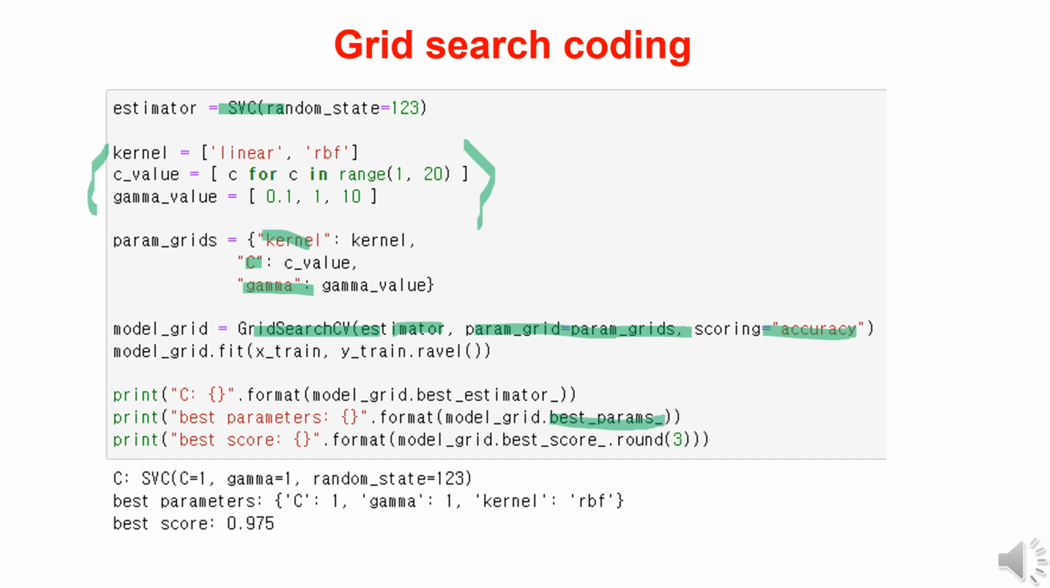Next, using the best_params_ command, we can obtain the optimal values for each hyperparameter. The corresponding accuracy value obtained after applying these optimal values is also displayed. In this case, it shows that when the C value is set to 1, gamma is set to 1, and the kernel is set to RBF, the highest accuracy of 0.975 is achieved.